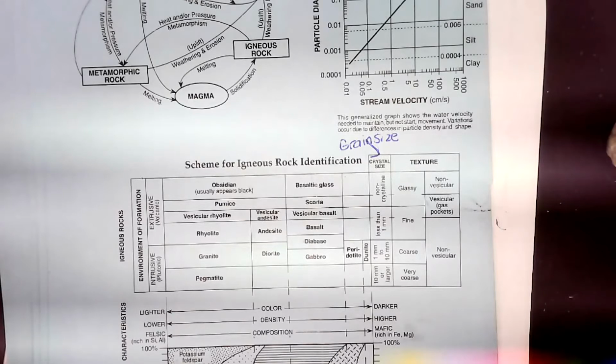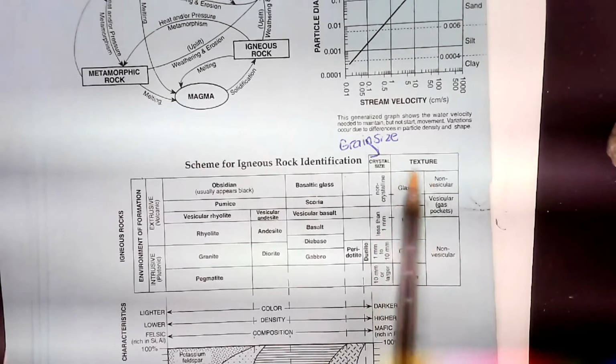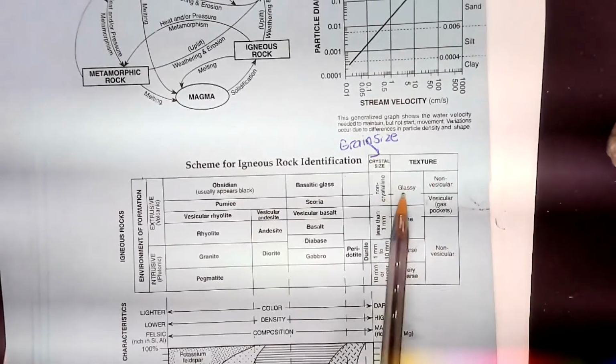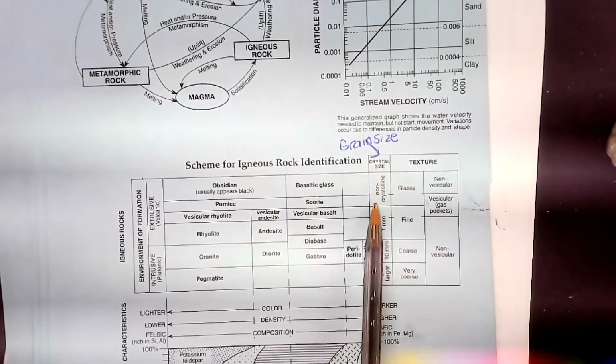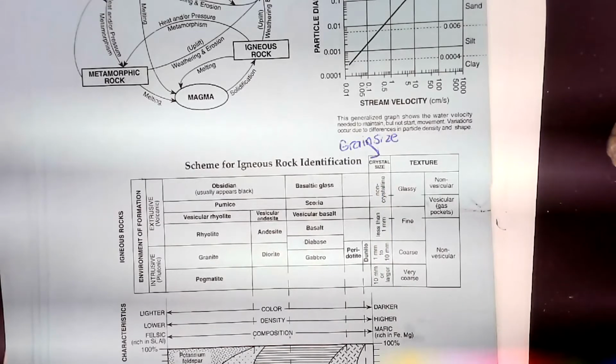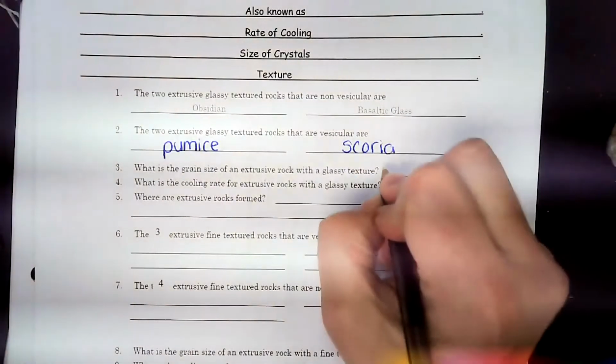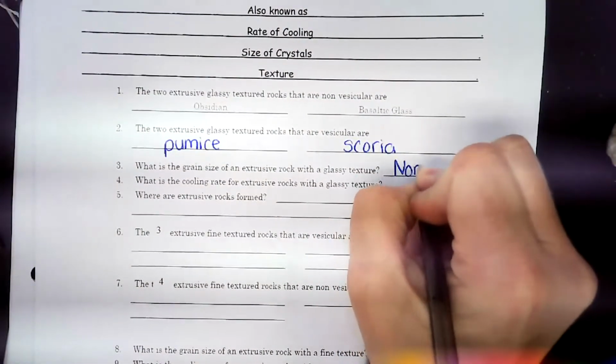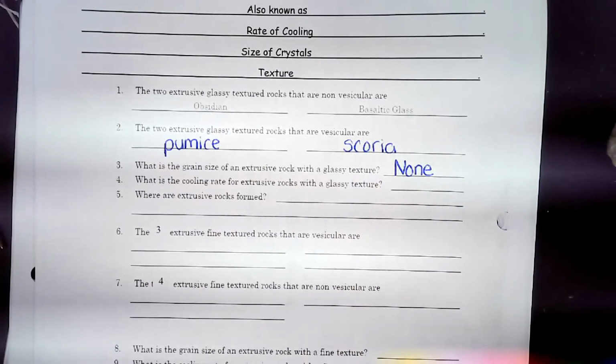So I just labeled that grain size so I didn't forget. And it wants to know the grain size of glassy. We took notes on this yesterday, but it's not something you have to memorize. Here's glassy. Right next to that is the crystal size column, and this says non-crystalline. So what do I write down for the crystal size of glassy? None. So it's almost like a trick question. There is no crystal size because there are none.